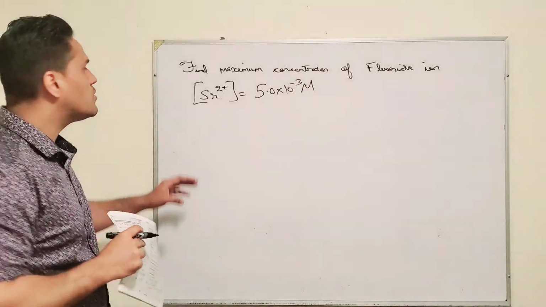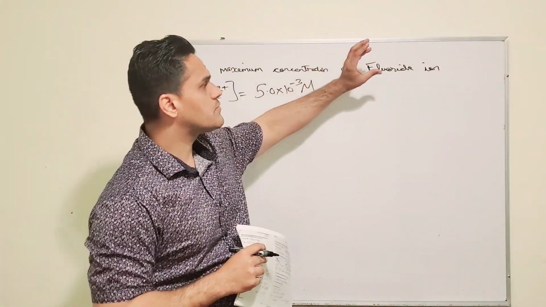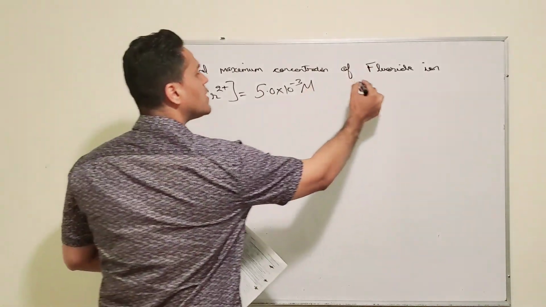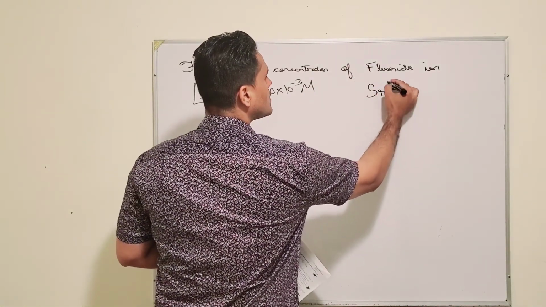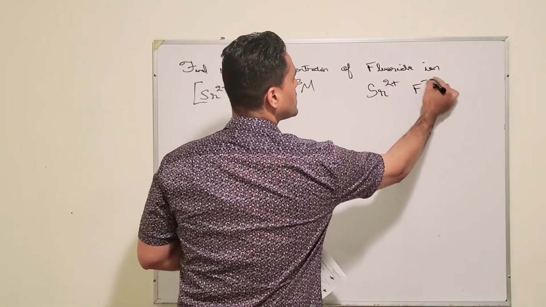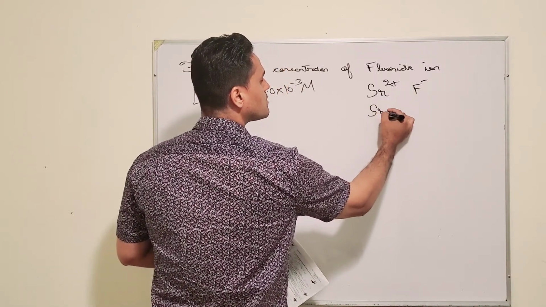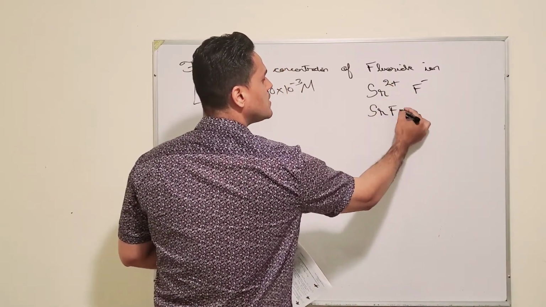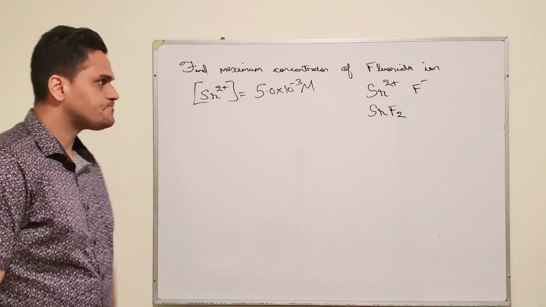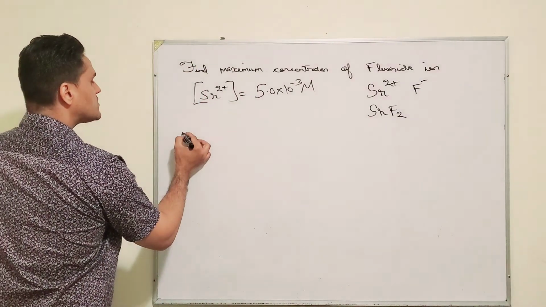So straight away we know Sr2+ is going to react with fluoride ion. Okay, Sr2+ is going to react with F minus. So what's the formula for this going to be? You're going to crisscross the charges, so we get SrF2. So we're going to take SrF2.